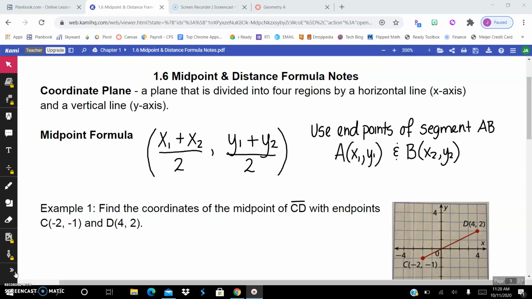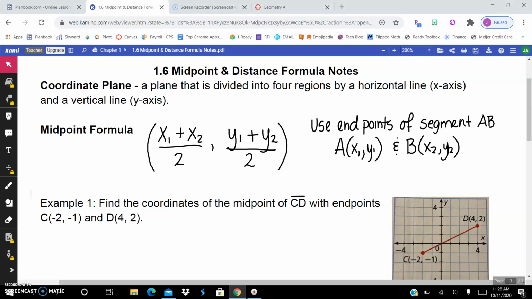Over here next to the formula, I wrote the endpoints of segment AB. So you have to use the point from A and the point from B, the x, y coordinates. And it's just like when we did slope back in algebra: your first point is your x1 and y1, and your second point is your x2 and y2. We're going to use this formula to find the midpoint, which is the exact middle of the line.